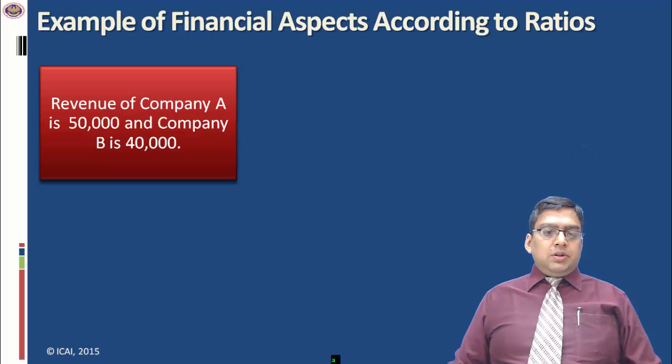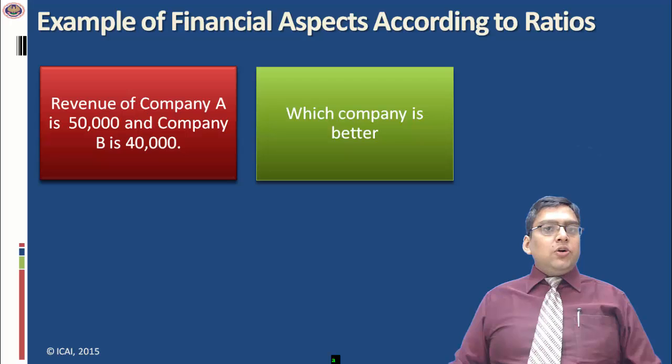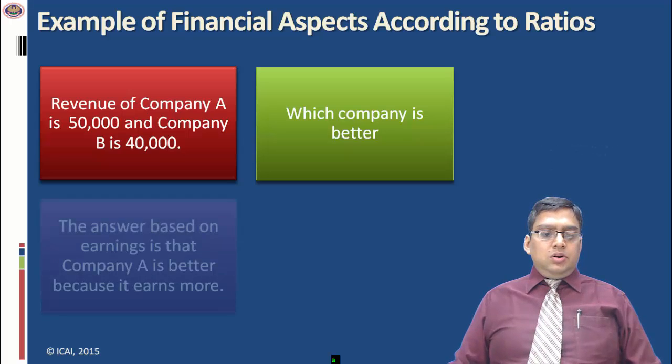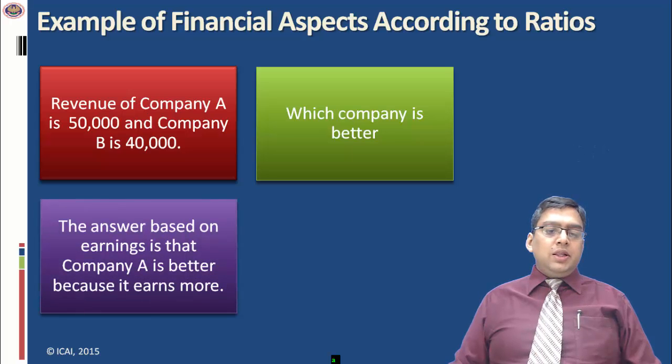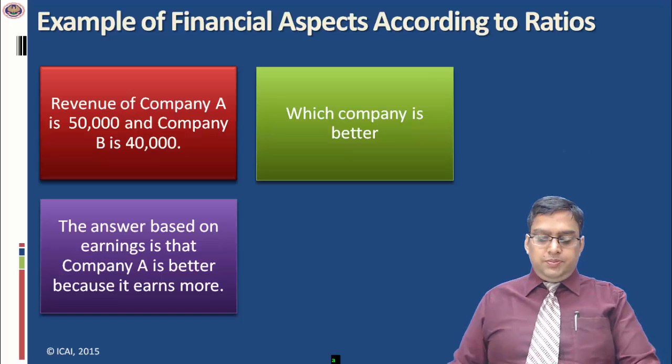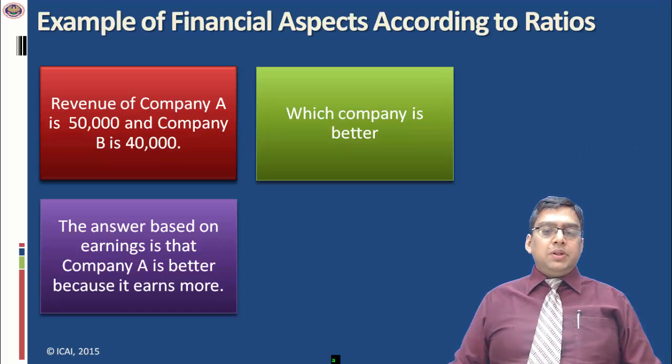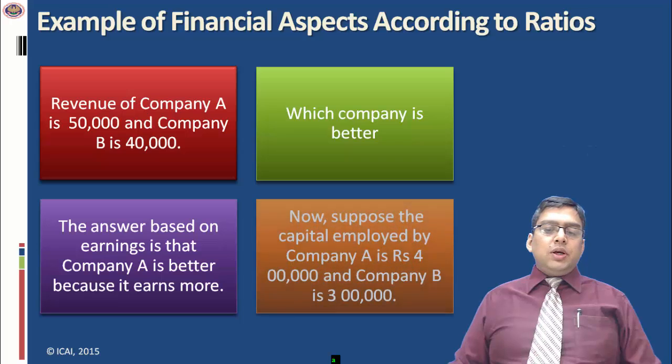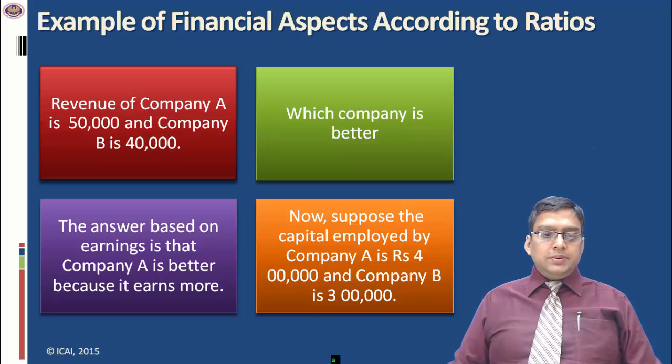Example of financial aspects. Revenue of company A is 50,000 and company B is 40,000. According to you, which company is better? The answer based on earnings is that company A is better because it earns more. But there are some other concepts. Now suppose the capital employed by company A is rupees 4 lakh and company B is 3 lakh.